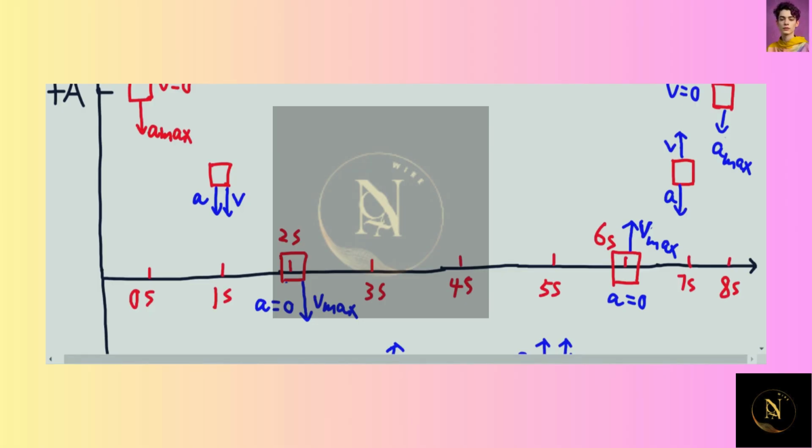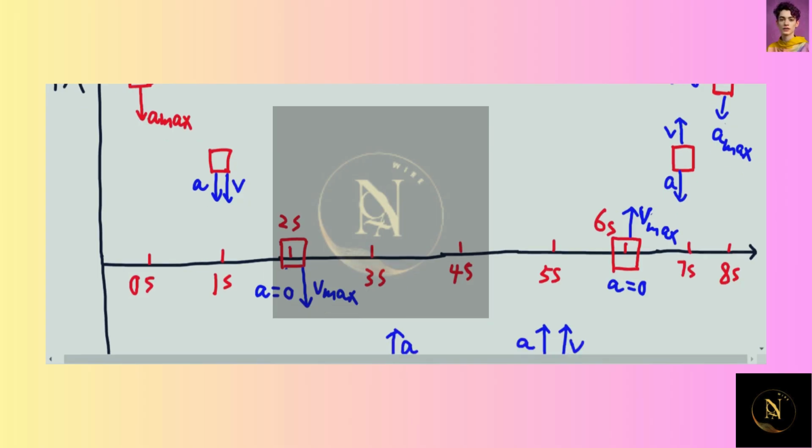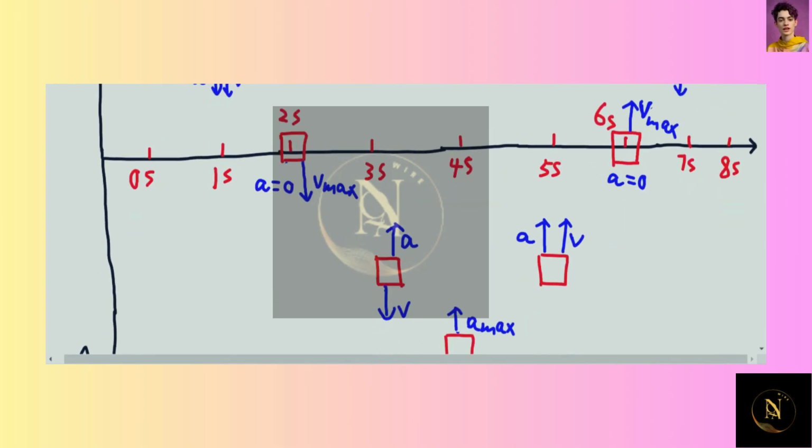For example, at 0 seconds here, it has 0 speed, but it has the greatest acceleration here. And then 1 second later, the acceleration decreased a little bit, and now it has a velocity. And at 2 seconds, which is at the 0 point here, the acceleration becomes 0, but the velocity becomes the greatest. And then at 3 seconds, the object is still moving in the downward direction, but the acceleration is in the opposite direction, which is upward here.